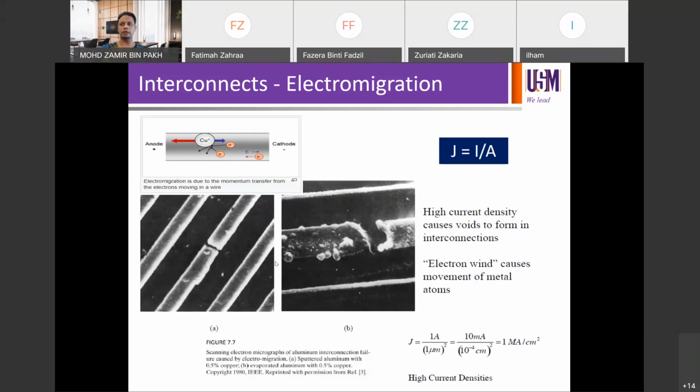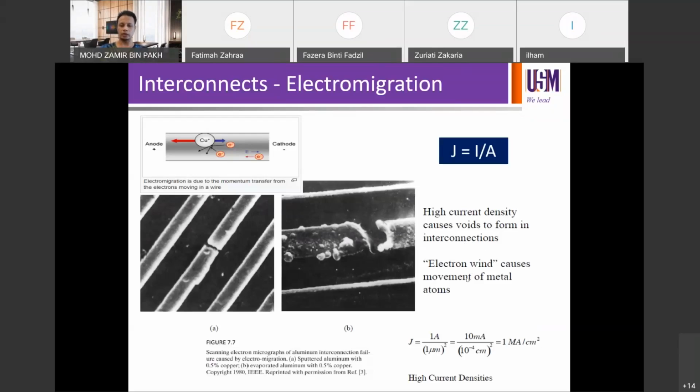So it easily happens when you have a high current density through your wires. If you have a higher current density traveling through the wires, you're going to experience more momentum transfer in the wire, leading to more possibility of electromigration. In this case, it causes voids or breakage, for example, holes in the interconnection.